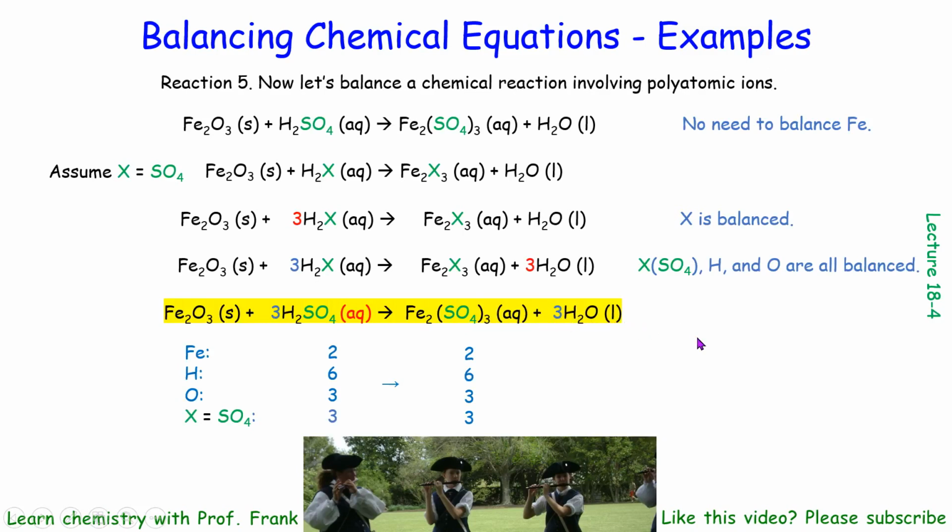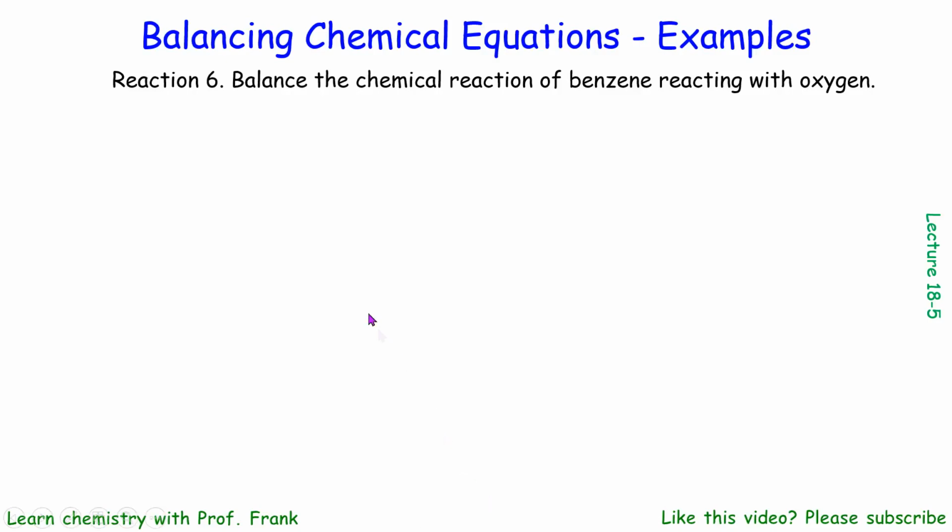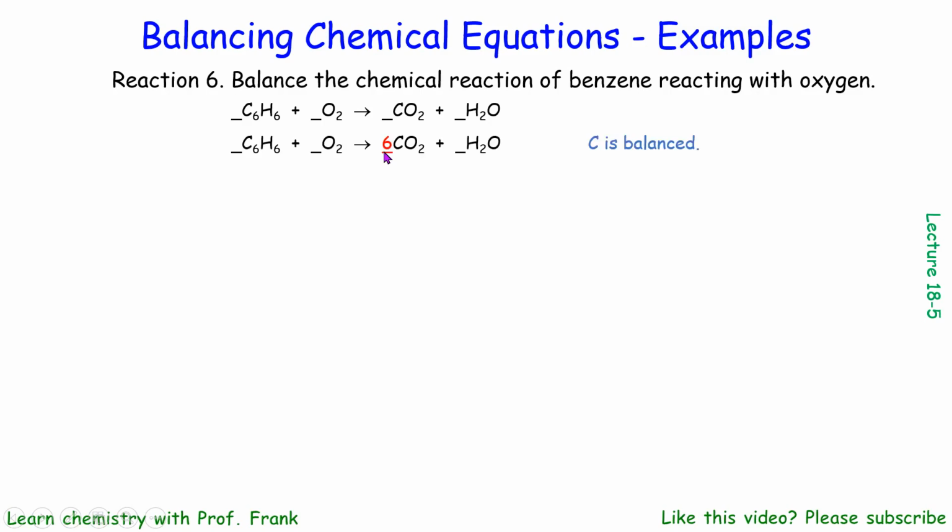Now let's work on reaction 6. Balance the chemical reaction of benzene reacting with oxygen. Take a look at the carbon. Before the reaction, 6 carbon atoms. After the reaction, only 1. Therefore, let's place a coefficient of 6 in front of carbon dioxide. Now carbon is balanced. So let's take a look at hydrogen.